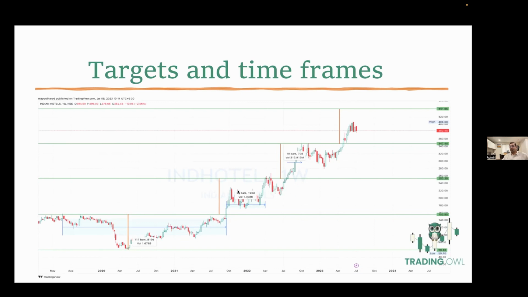Now, whatever was the time frame it took to achieve this, when it broke out from here, the next target was 347. It achieved that in 70 days, which is again 1/3 the time frame. Now, when it gave a breakout the third time, your target is 441. Ideally, it should happen in 22 days. It may take 30 days. But if the stock is trending, if the market is strong, that is normally the time frame it takes to achieve the targets after a breakout.